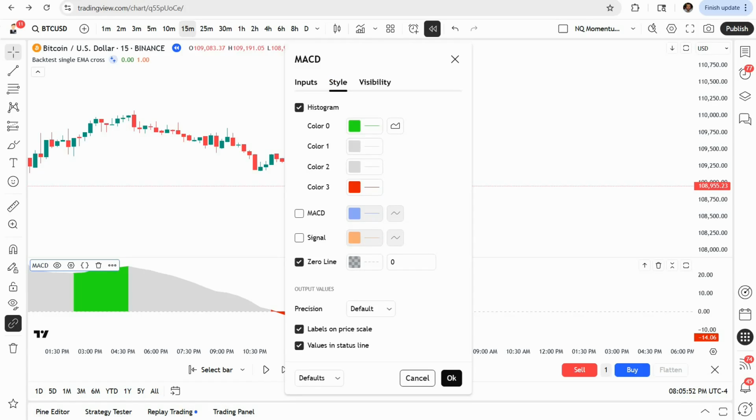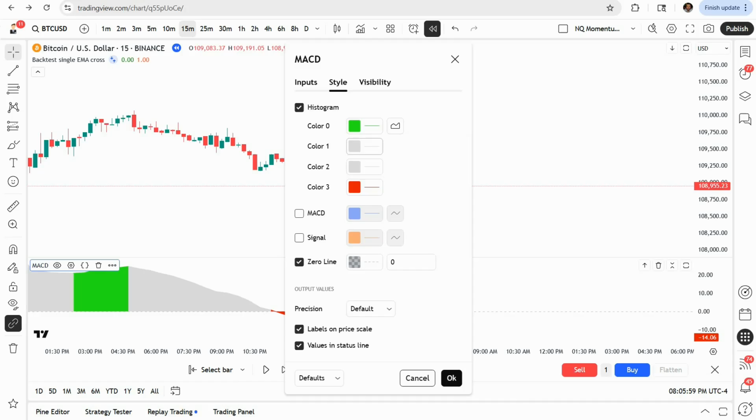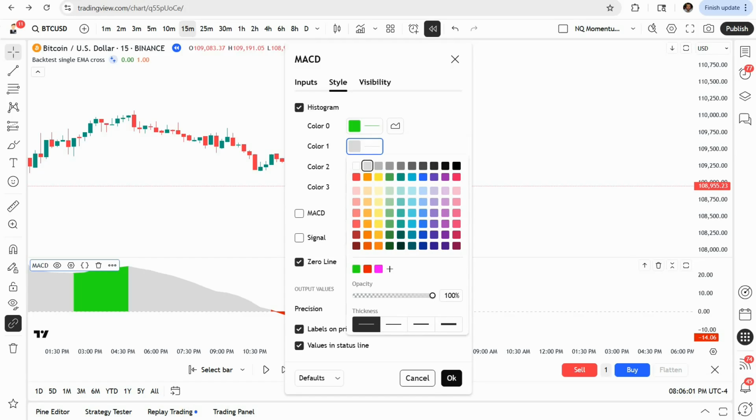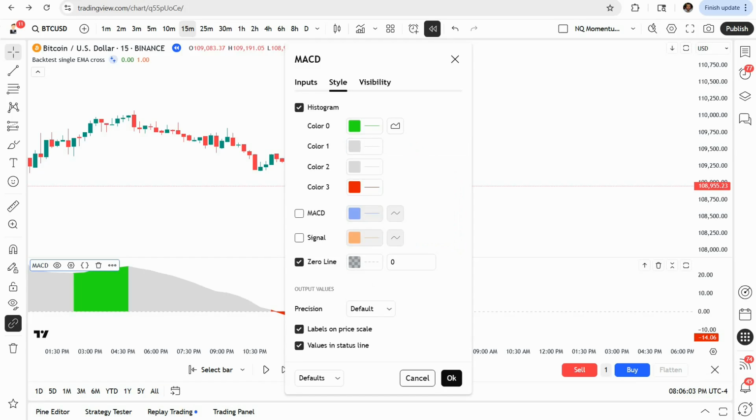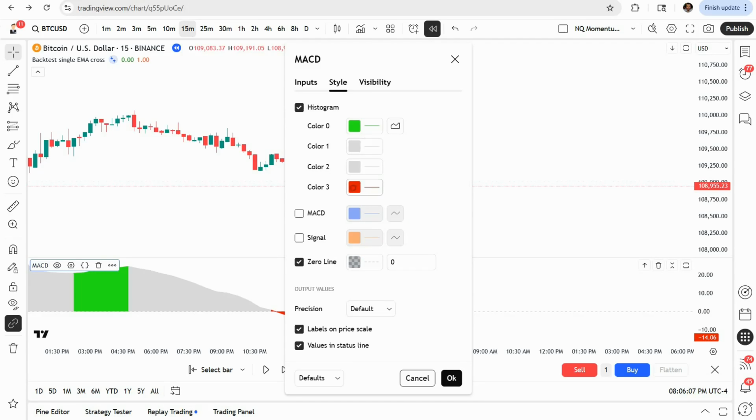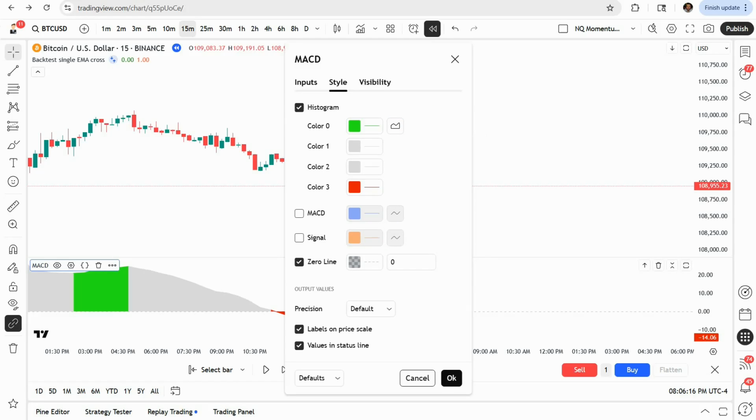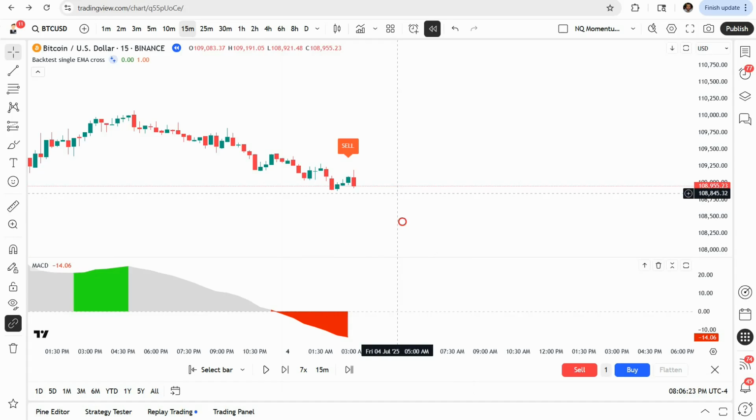Then jump into the styles. For color 0, we're going to make a nice vibrant green color. Color 1, a kind of light gray color. Color 2, also the same light gray. Color 3, a nice vibrant red. Then we're going to click here where it's usually on histogram and change this to area. Then we're going to uncheck the MACD and the signal line right here. Then go ahead and click OK.